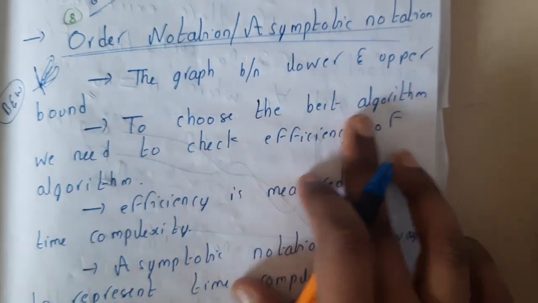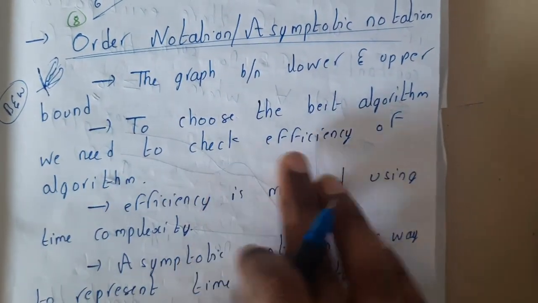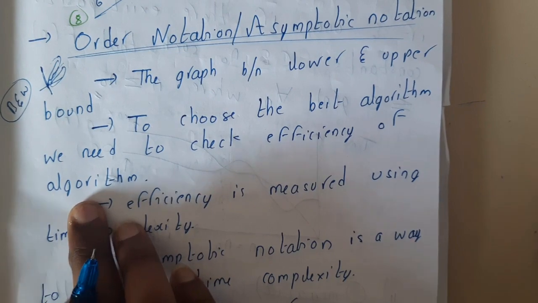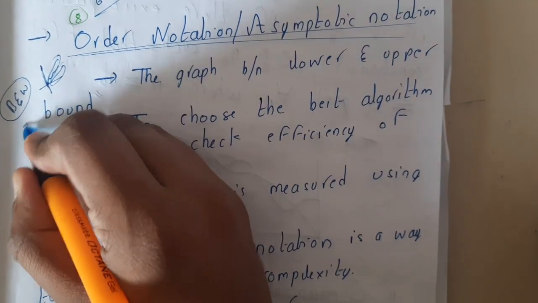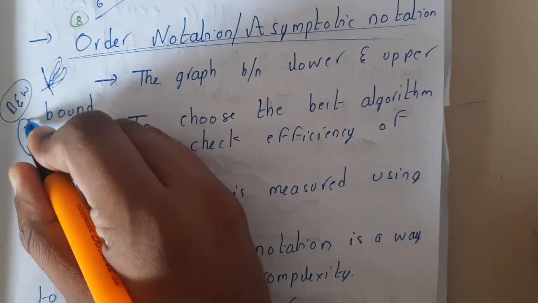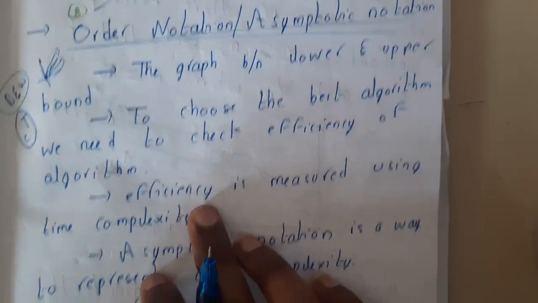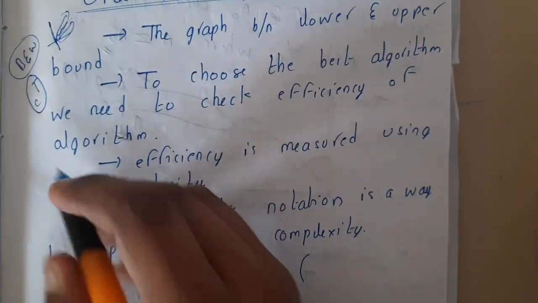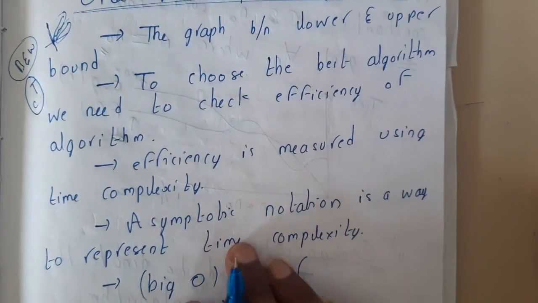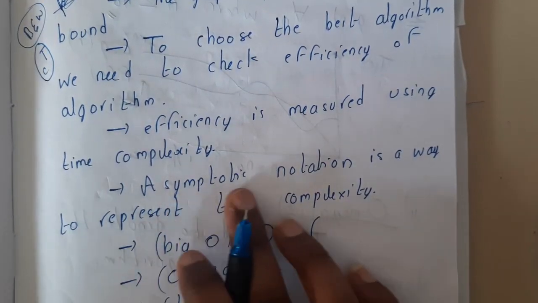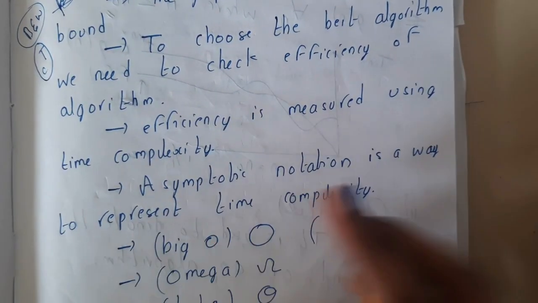So to choose the best algorithm, we need to check the efficiency of the algorithm. Checking the efficiency is nothing but time complexity, so we'll be checking with respect to time. Efficiency is measured using time complexity. So we use these asymptotic notations to measure the time complexity. Asymptotic notation is a way to represent time complexity.